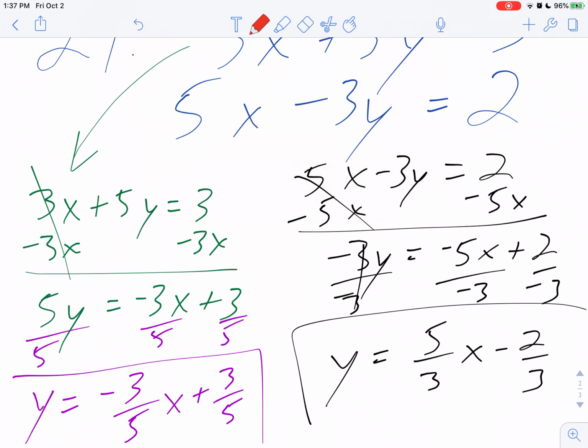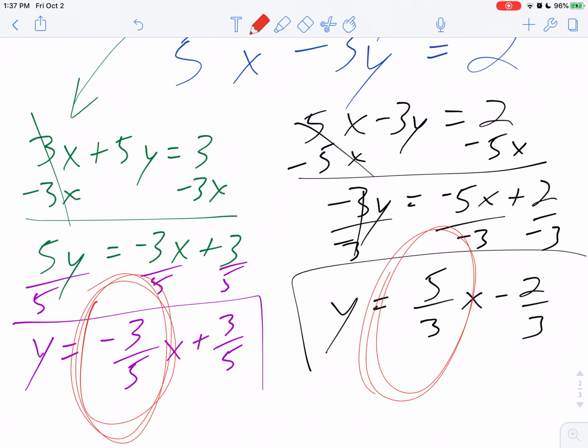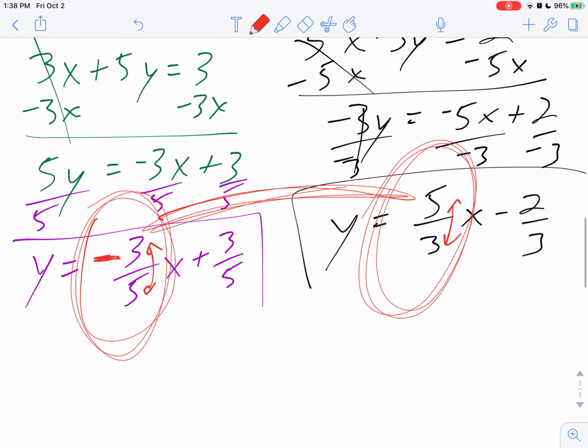Well, the slope of our first one is negative 3/5. And the slope of our second one was positive 5/3. Those are negative reciprocals. You notice how the signs are opposite. One's negative and one's positive. And the fraction is flipped. So they are negative reciprocals. So this is an example of where they're perpendicular.